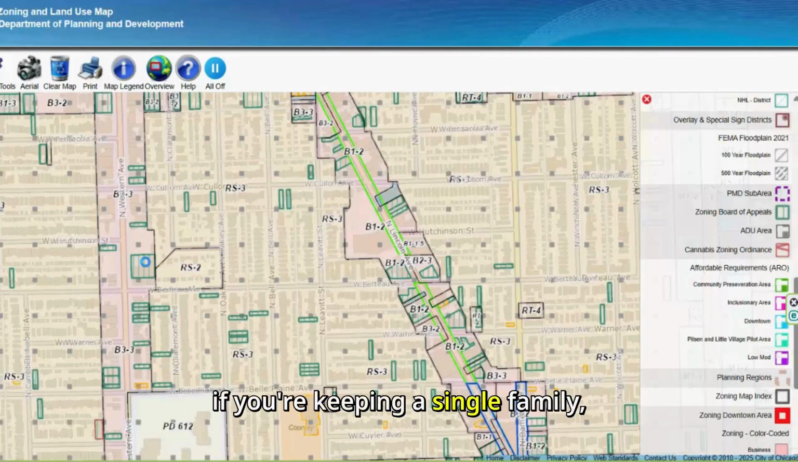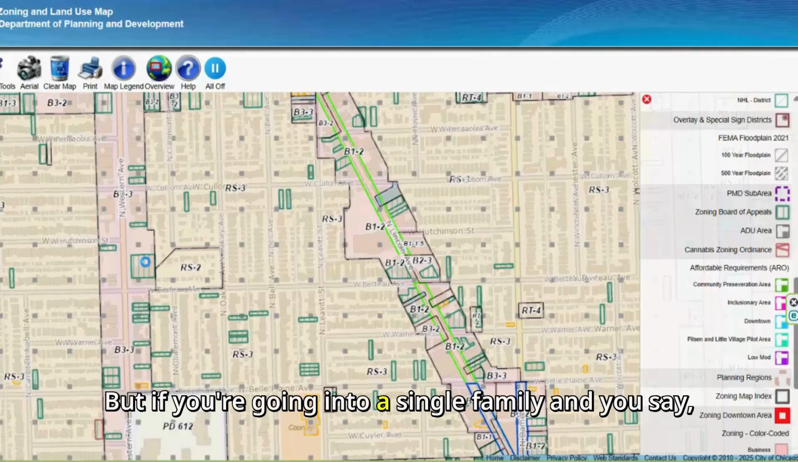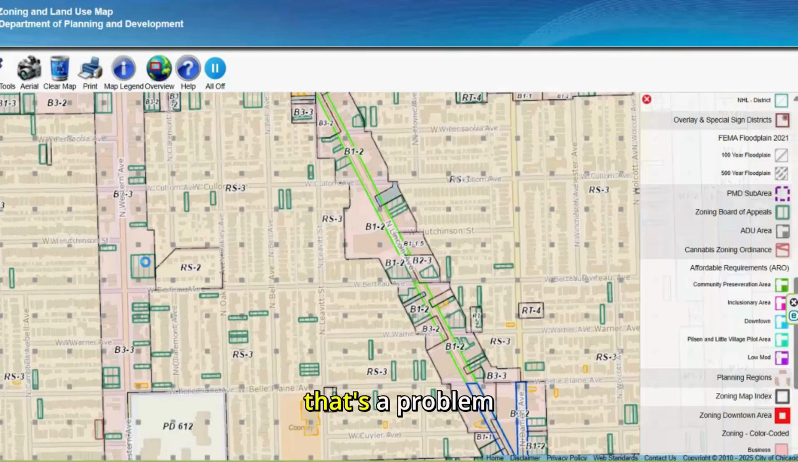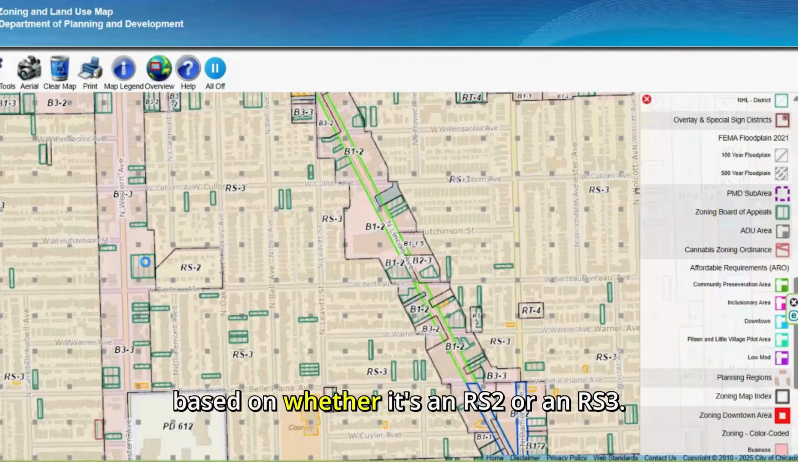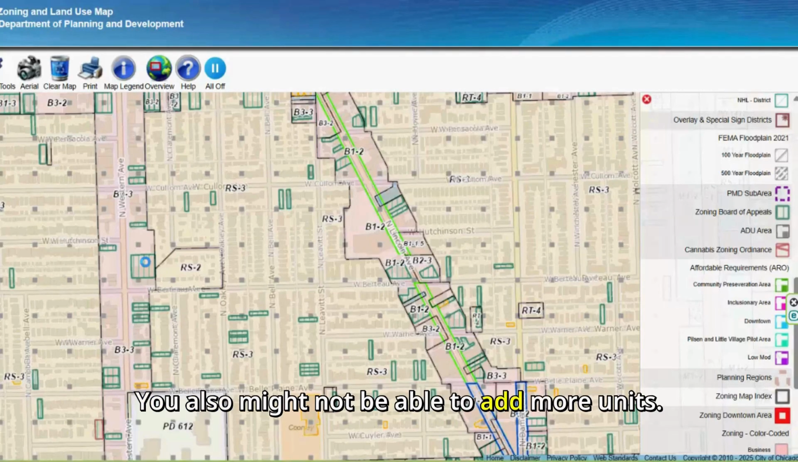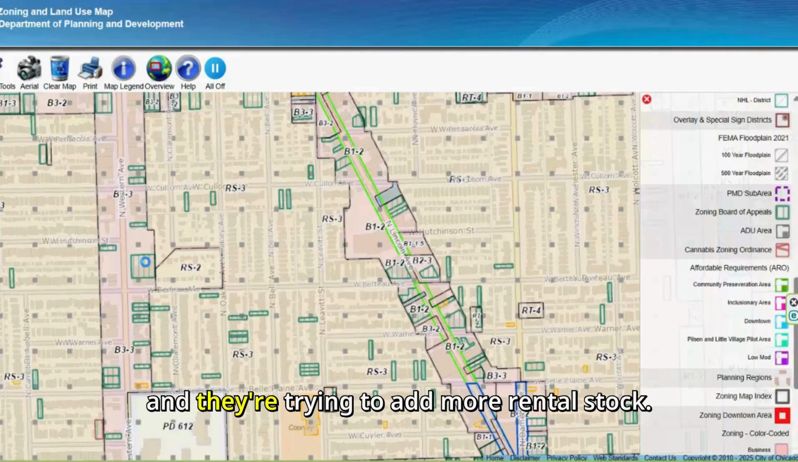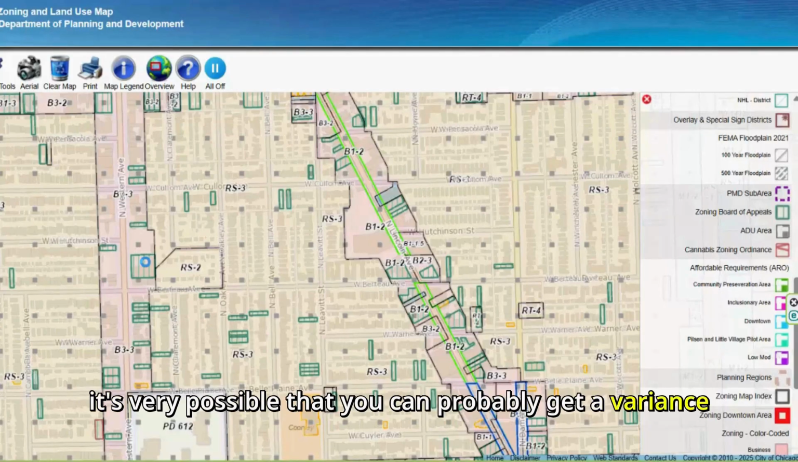Now, if you're keeping a single family and you're just rehabbing the interior, you're not going to have to worry about it. But if you're going into a single family and you say, hey, I want to add 2 floors to that single family, well, that's a problem, because you might not be able to go over a certain height based on whether it's an RS2 or an RS3. You also might not be able to add more units. Now, I know Chicago has been very big into doing ADUs, and they're trying to add more rental stock. So it's very possible that you can get a variance for some of that.